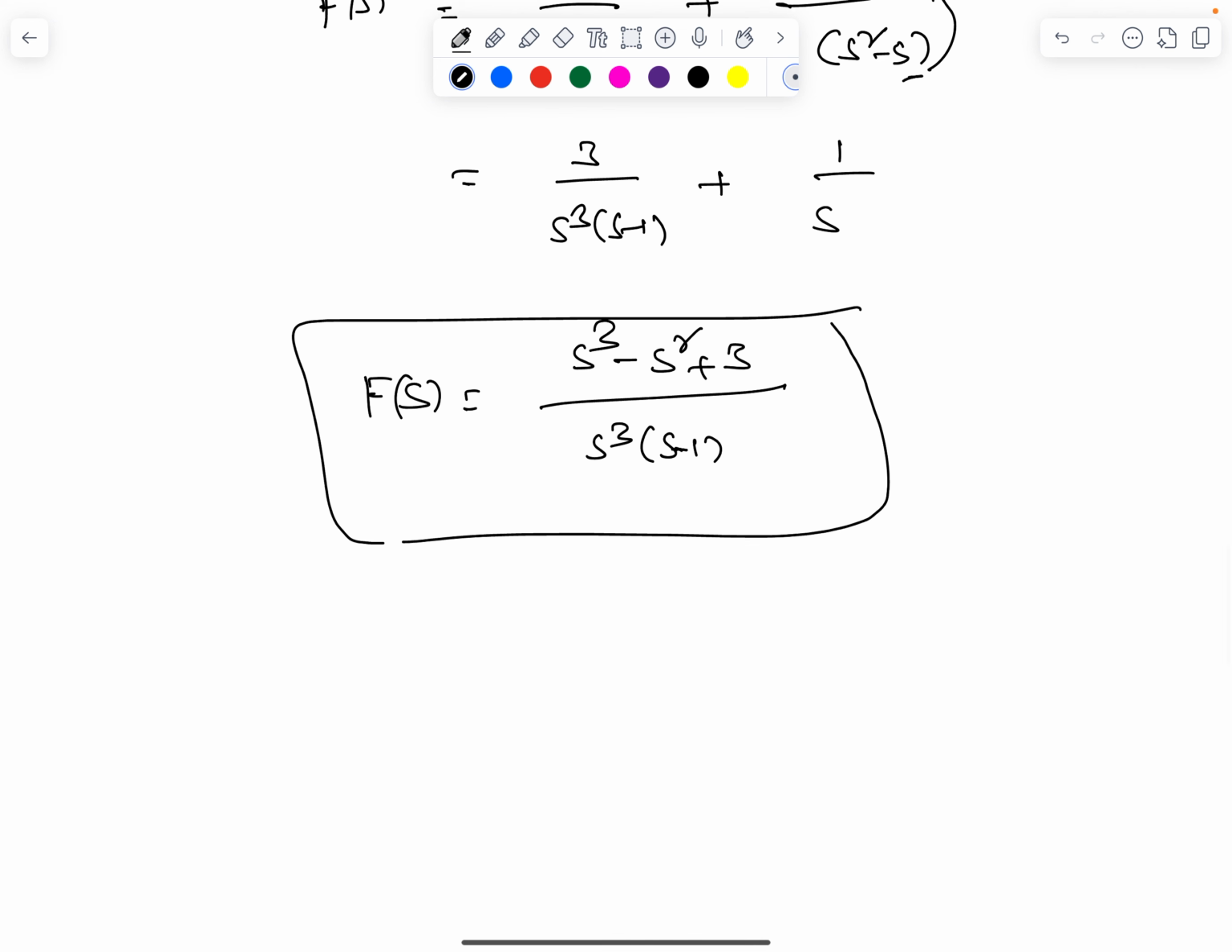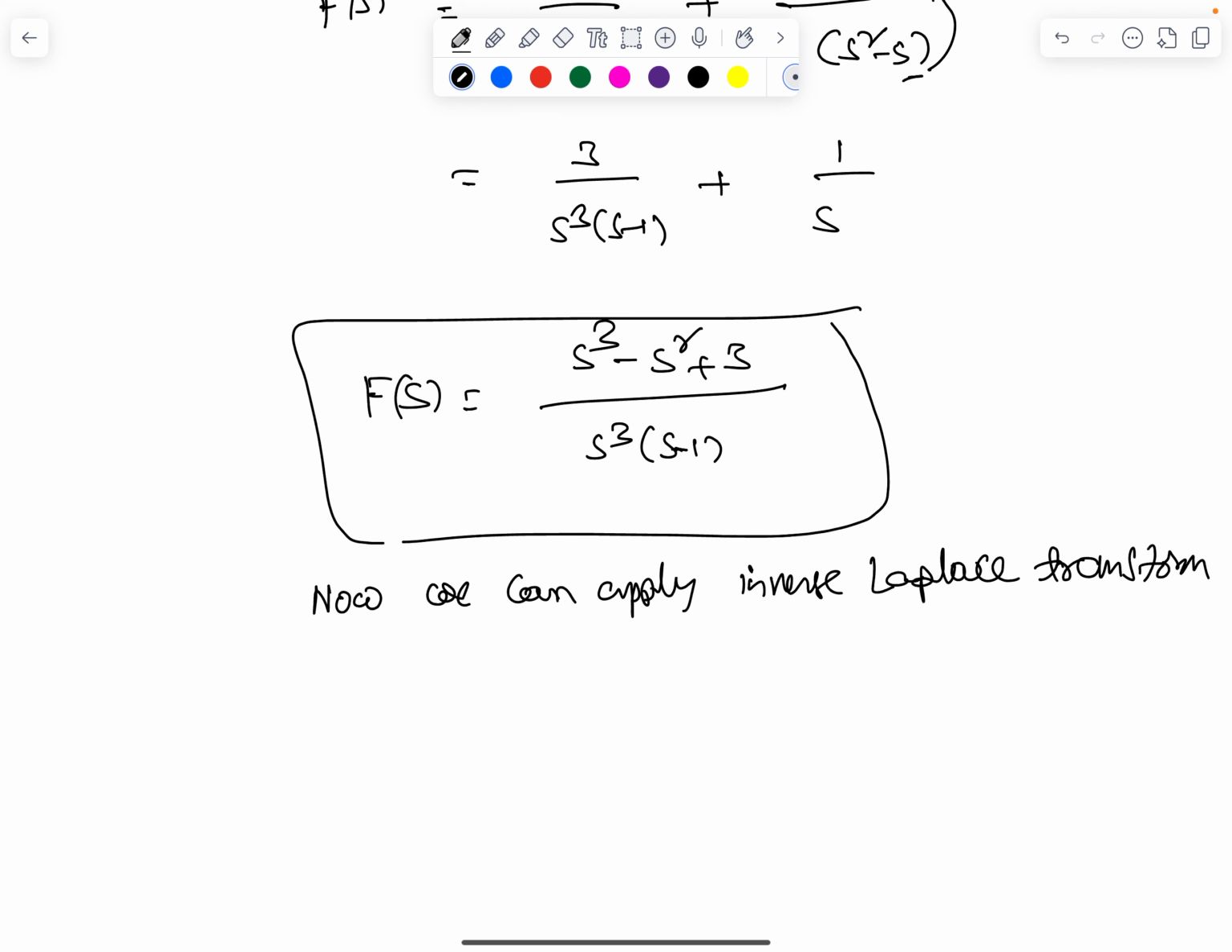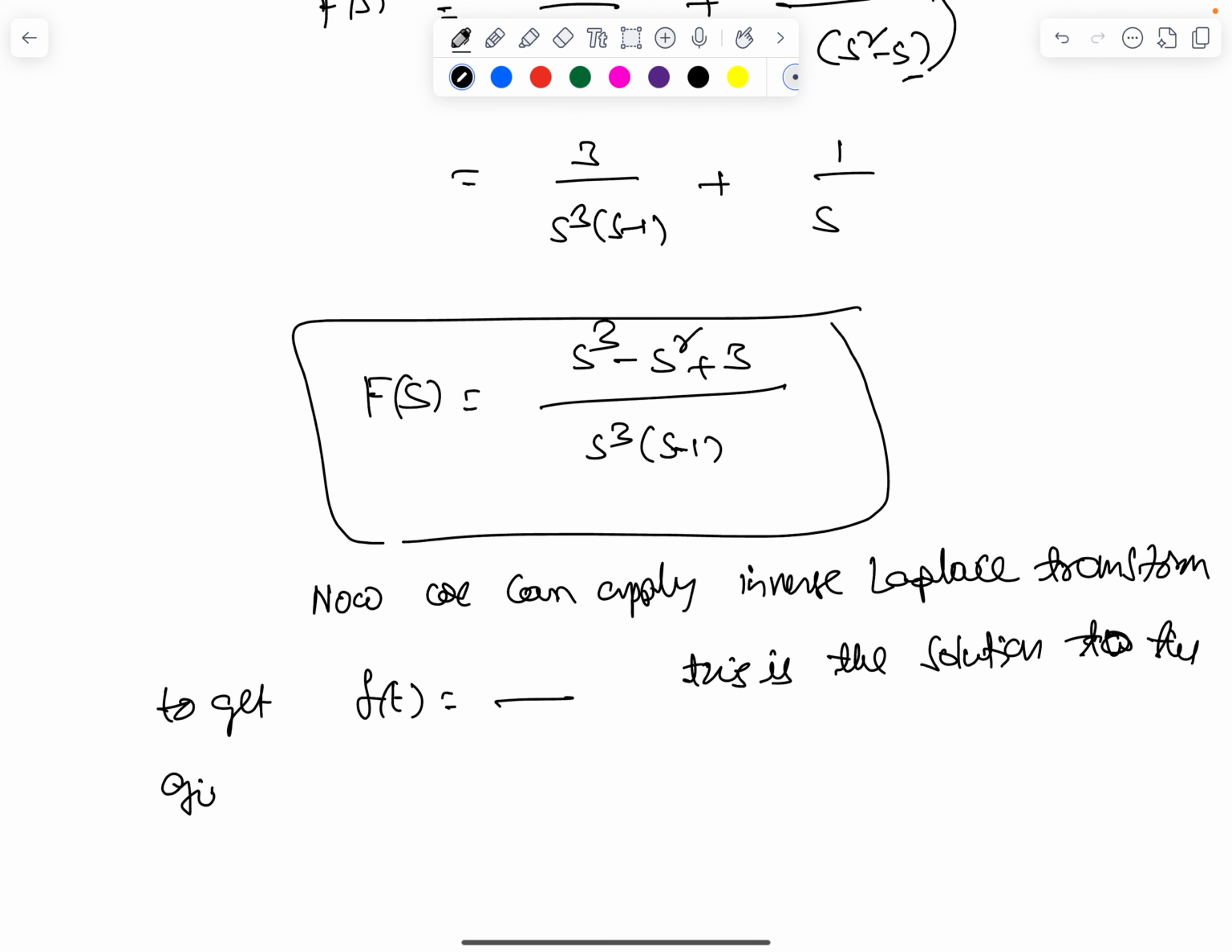Now we can apply the inverse Laplace transform to get f of t equal to something. This is the solution to the given ODE. So, this completes the problem.